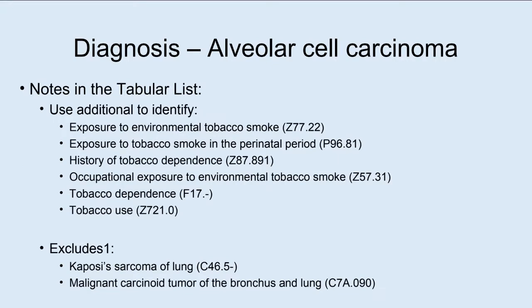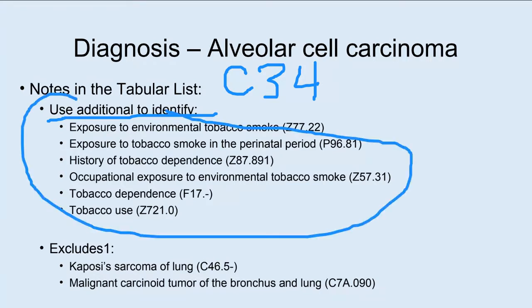So what notes do we have? Lots and lots of notes. Under the category for C34, there are important notes that will help you identify the correct code and any other possible additional codes. Under category C34, it says use additional code to identify, and mostly things having to do with tobacco smoke, tobacco use, secondary exposure, exposure during perinatal period, etc. It's important to note it says use additional code. That means the C34 is first, and then one of these, if appropriate. If it's documented that the patient is still smoking, for example, then you would use the Z code.